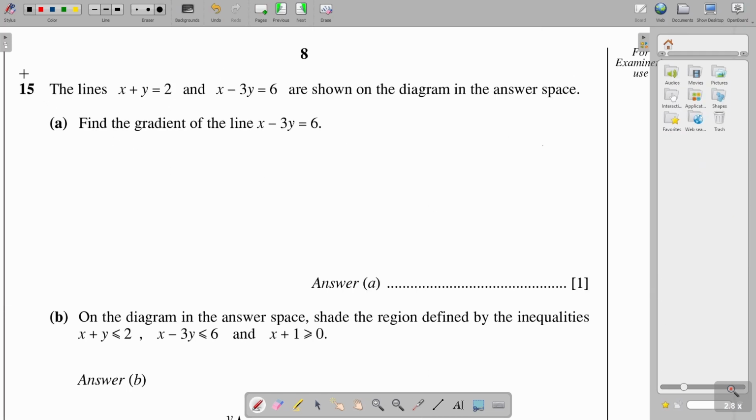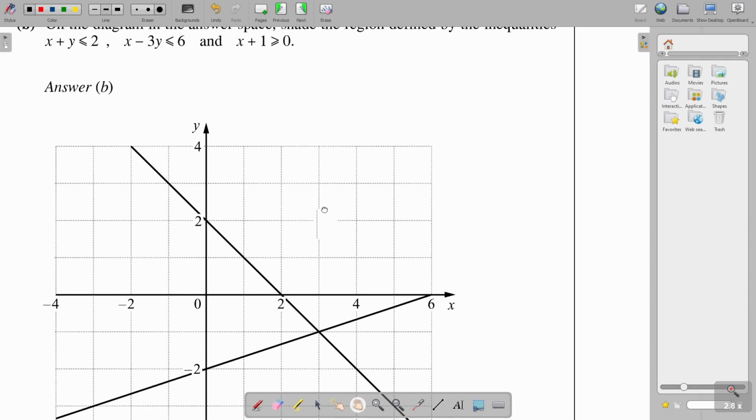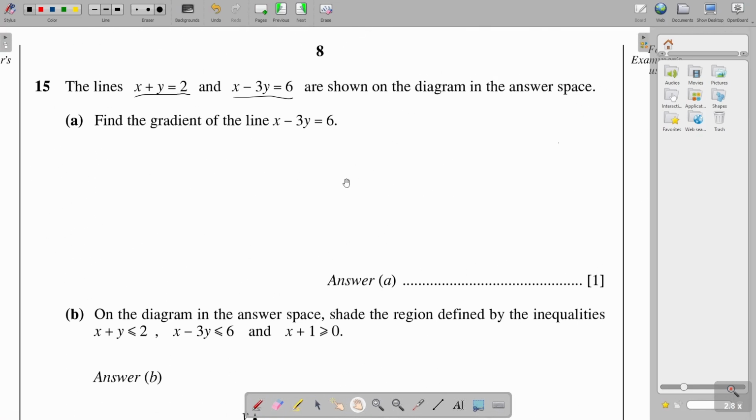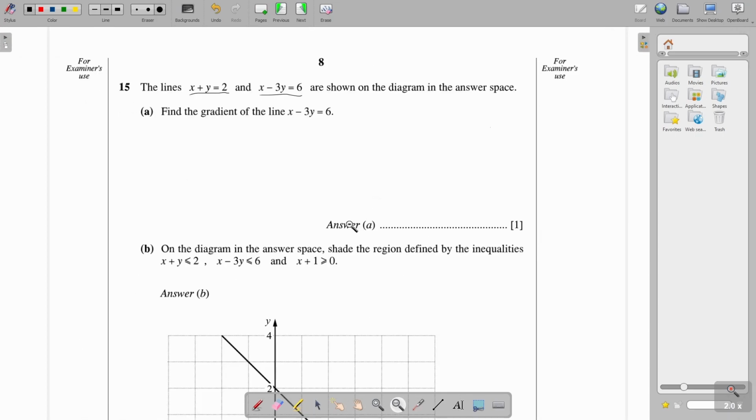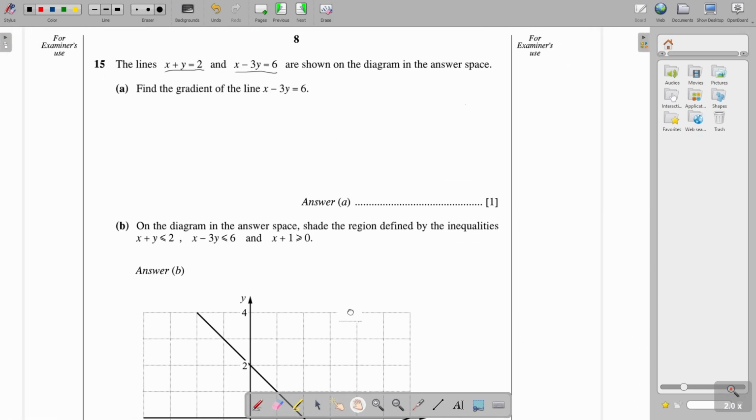Okay, let's continue on with question number 15. So the lines x plus y equals 2 and x minus 3y equals 6 are shown on the diagram in the answer space. What diagram in the answer space? I'm assuming this one. Okay, so these two lines are on that diagram. Let me zoom out just to be able to see both.